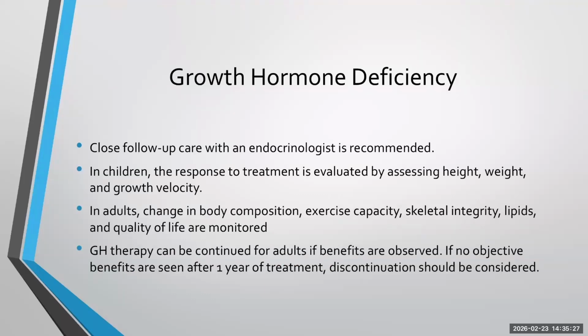Follow-up care with endo in children by assessing height, weight, and growth velocity. So again, are they trying to grow and go on a normal scale? In adults, changes in body composition, exercise capacity, skeletal integrity, lipids, and quality of life are monitored. Growth hormone therapy can be continued for adults if the benefits are observed. If there's no benefit after a year, stop the treatment.